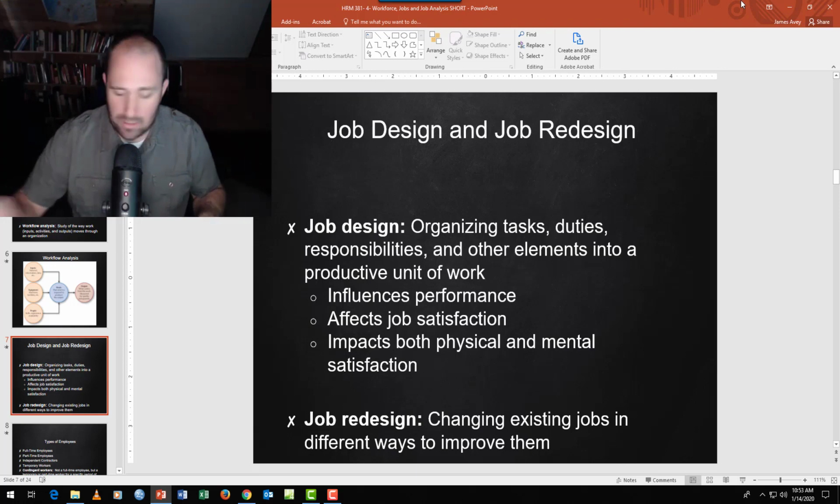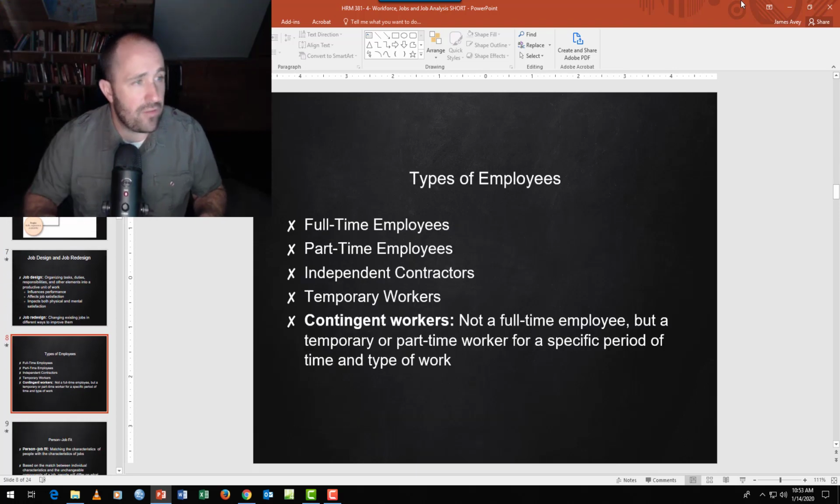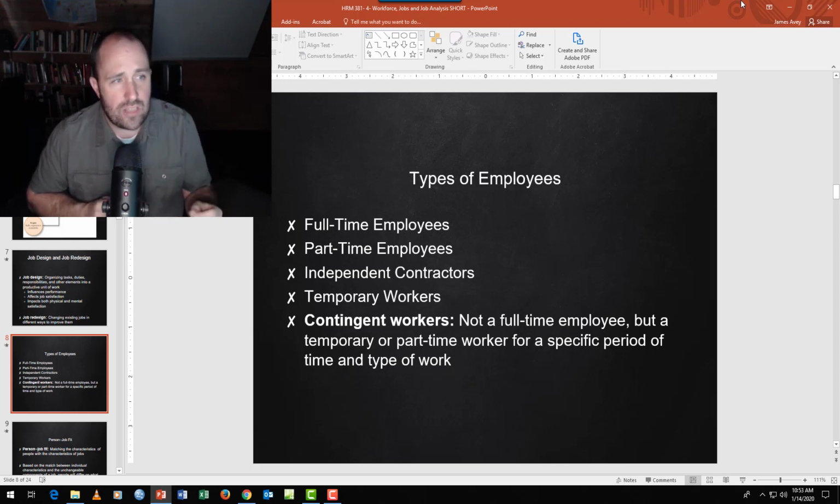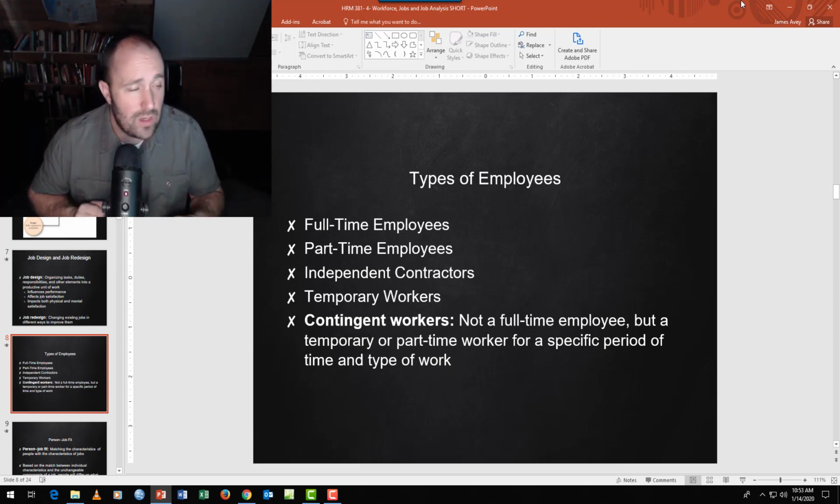You're taking a look at the assumptions and redesigning the job for efficiency. Okay, a little bit more definition here, and then we'll get into the job characteristics model. So types of employees, this is just helpful to know. There is a huge surge in the market right now of contingent workers. There's all kinds of legal reasons and some financial reasons why a firm would want to do that. We'll just go through it.